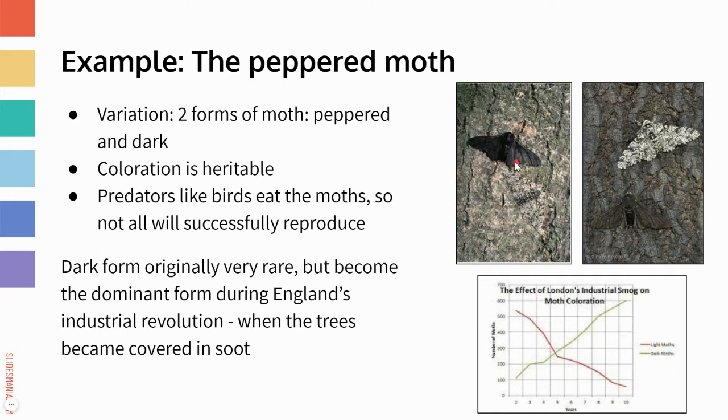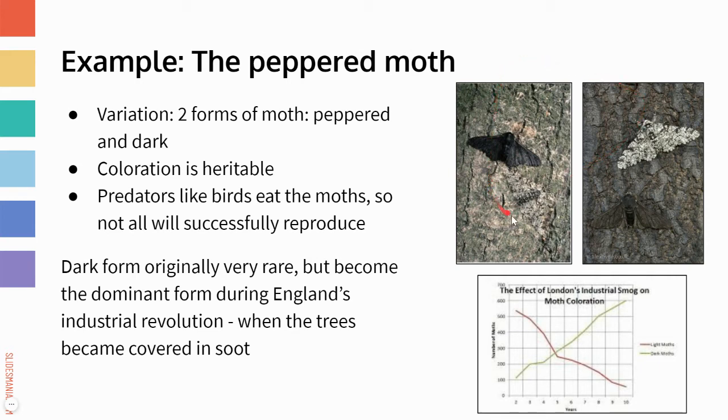We've got a dark version, which is right here, and it's very hard to see, but you can also see that there's a light version. It's easier to see the light version here. It's sort of speckled or mottled, and there's another dark one here. So they come in two forms, peppered and dark, and this coloration is heritable. So dark moths will give birth to dark moth offspring, and peppered moths will give birth to peppered moth offspring. These moths are eaten by predators like birds, so not all of them are going to successfully reproduce. So it seems like all of our conditions for natural selection are met, and here's how this played out.